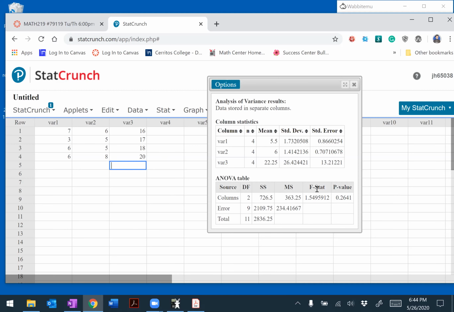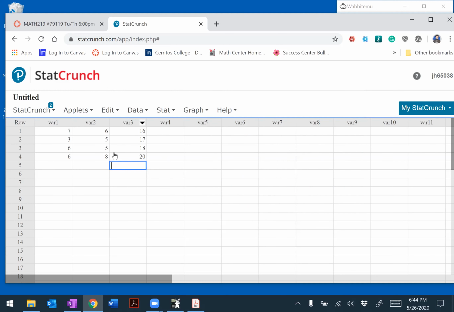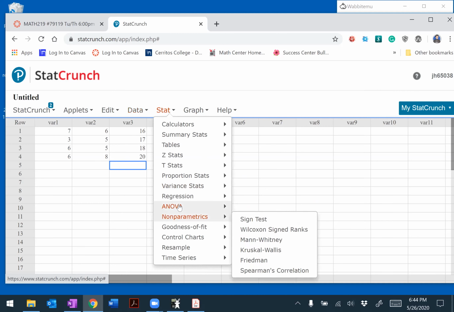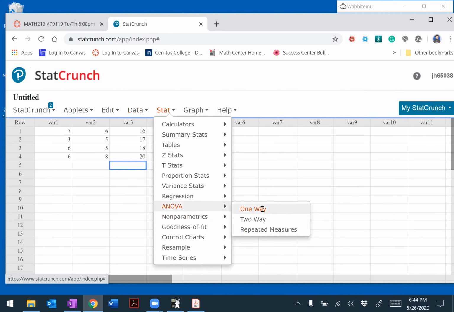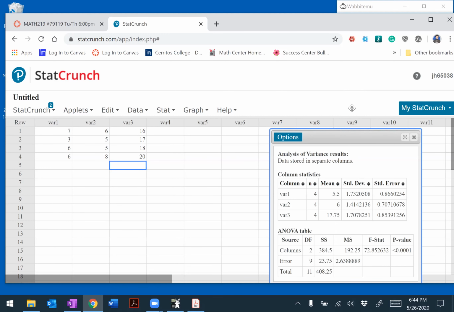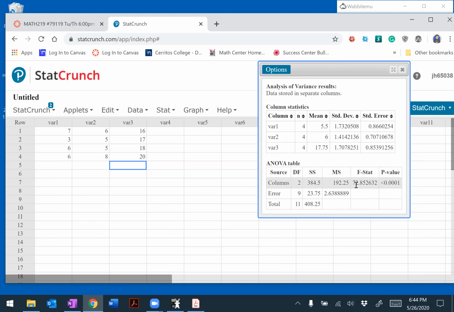I think the F statistic is going to go even higher in this case because the variance is getting smaller, which means the number we're dividing by is much smaller, or the number that we have on top is much smaller. Okay, so let's go to stats and ANOVA and one-way ANOVA, and let's compute this. Okay, compute this, and what are we getting? We're getting an F-stat now of 72. Wow, that is huge. And a p-value of basically 0.